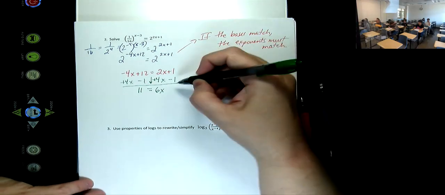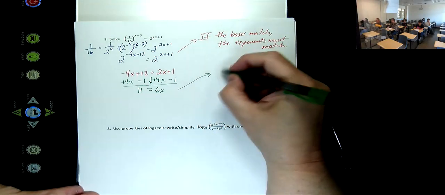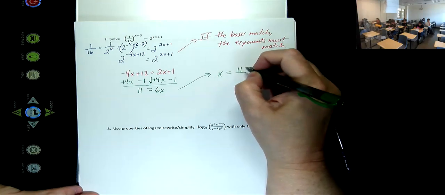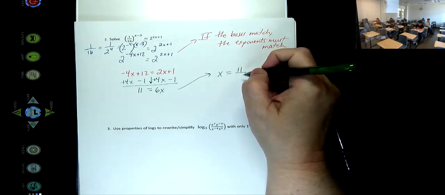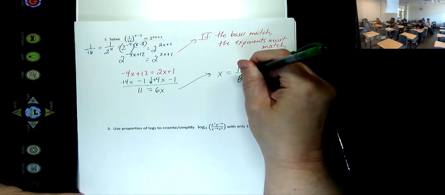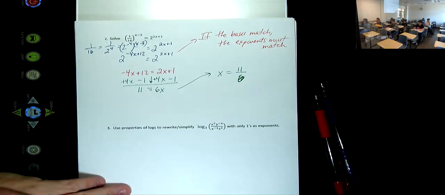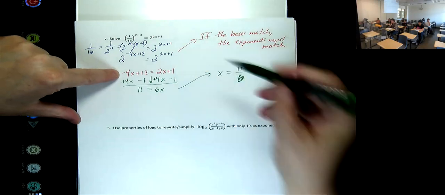This is not a very nice number, is it? I'm getting x equals 11 over 6. Did I screw something up? Maybe it's just an ugly answer. Well, I can check it. Does sticking 11 over 6 in here give me the same value?